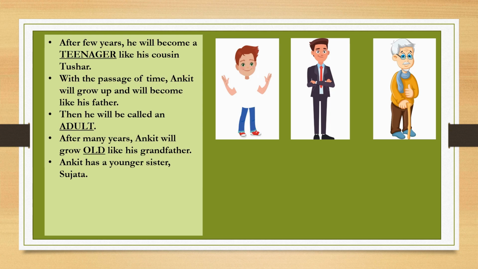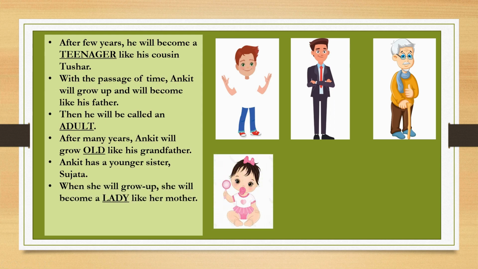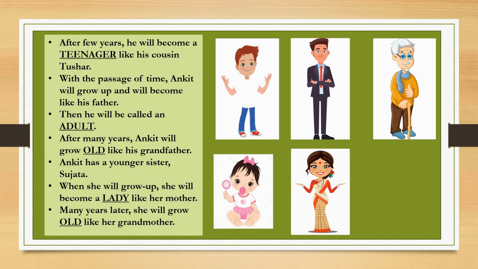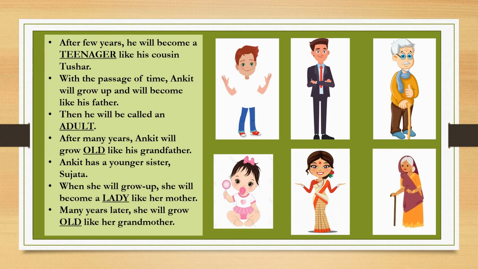So you can see when Ankit was a small baby, he grew older as a boy. Now after some time, you will see him as a teenager. After some more years, he will grow up into an adult man and then into an old man, just like his grandfather. Ankit has a young sister, Sujata. When she grows up, she will become a lady like her mother. Many years later, she will grow old like her grandmother.